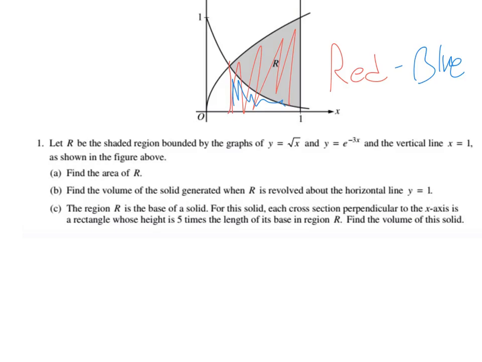So the area of the red is found by taking the integral from the intersection to 1, because we're trying to evaluate this area from wherever this intersection is, this line right here, whatever that x-coordinate is, to 1. And we just need the top function, which is the square root of x function.